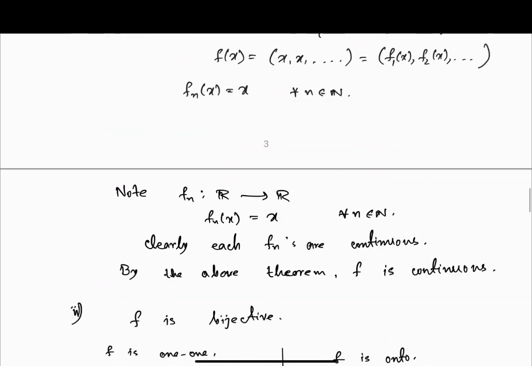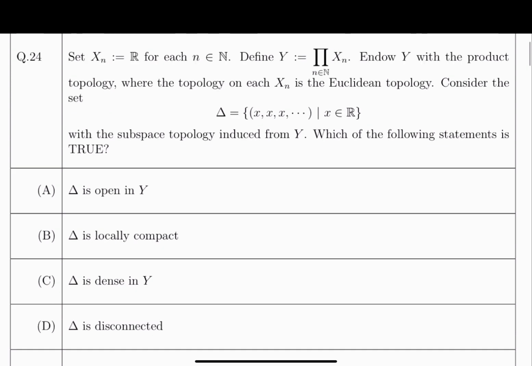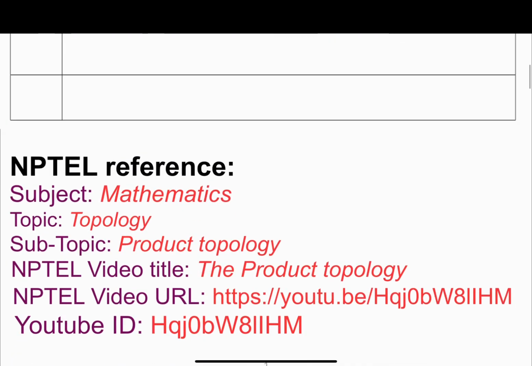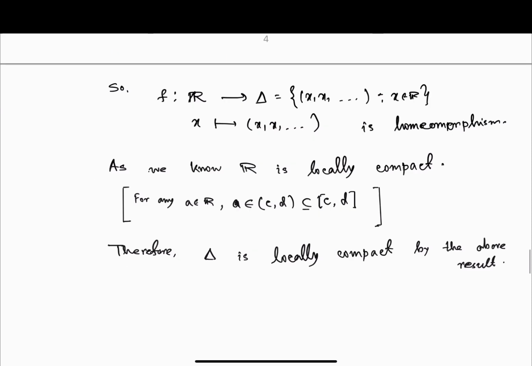Okay, so this is the option B. So option B is correct. The delta is locally compact. Now option C, this is saying that delta is dense in Y. Let's check this one, that delta is dense in Y or not. So we'll show that delta is not dense.